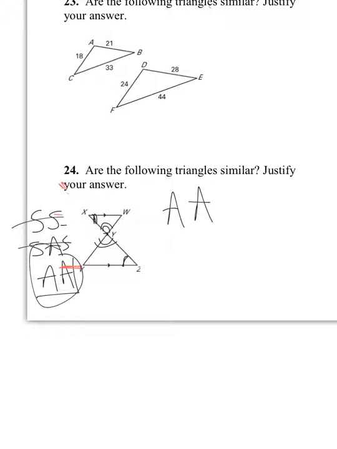So the key to the similarity problems, look at what you have available to you. You only have three possibilities. If they're not giving you side lengths or not giving you angles, that limits what you can do or what you can answer.